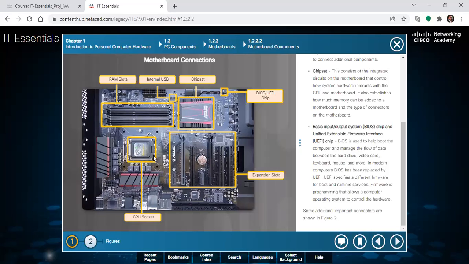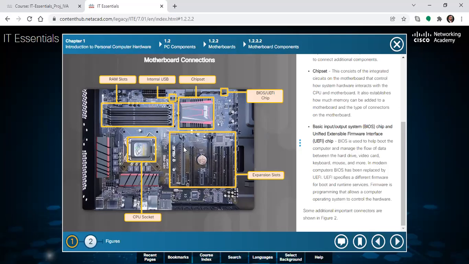So when you buy a board, your RAM slot is empty. Your internal USB connection, there is nothing connected to it. Your chipset comes with the system. It's like a processor, like a CPU, but it's not a CPU. Now, a CPU slot, which is called a CPU socket, has no CPU inside. It comes empty, so you have to buy your CPU separately.